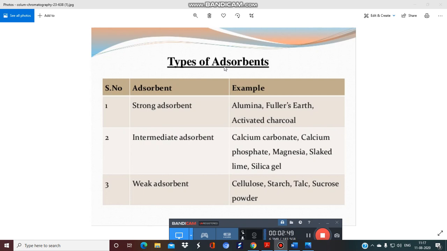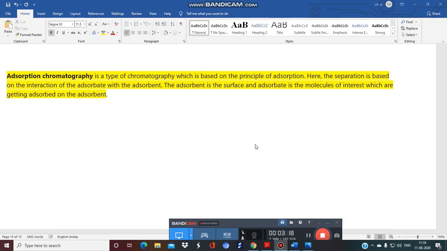In case of TLC, that is thin layer chromatography, we use silica gel G, and here G stands for gypsum, that is calcium sulfate, and it acts as a binder. Okay, we will cover TLC in detail, don't worry. The third one is the weak adsorbent like talc, starch, or even sucrose powder. So these all are the adsorbents used in chromatography. Okay, so I think you have a brief idea about the adsorbent.